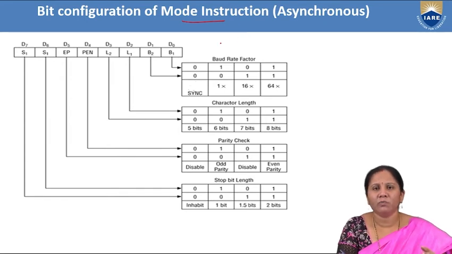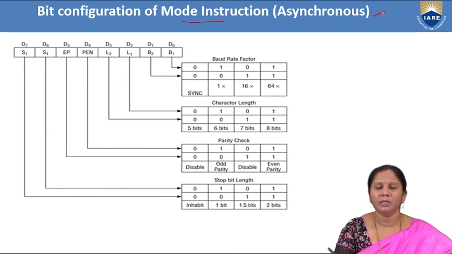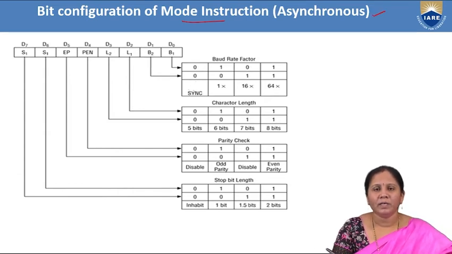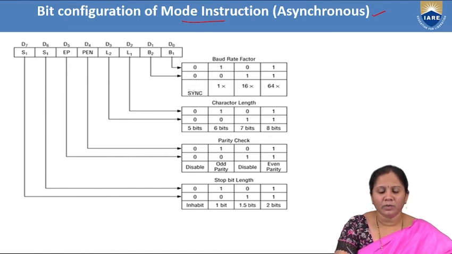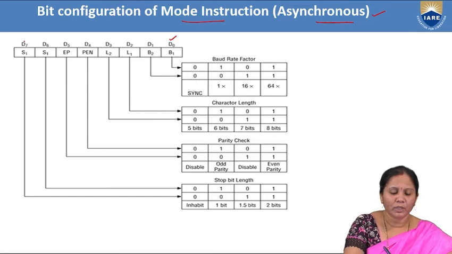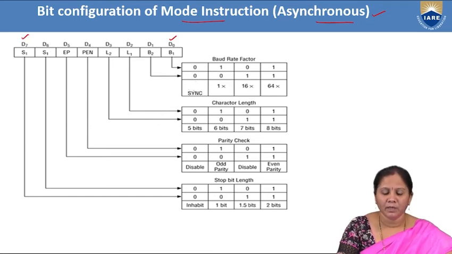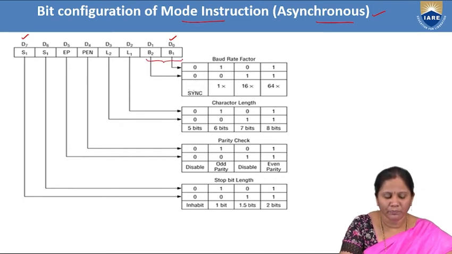So again, in the mode instruction format we have asynchronous and synchronous. So first we will discuss asynchronous. When the serial data is being transmitted in the asynchronous mode, along with the original data we are going to include the start bit and stop bits. So this mode instruction format for asynchronous is an 8-bit format having the bits from D0 to D7. So here these D0 and D1 bits, that is B1 and B2.